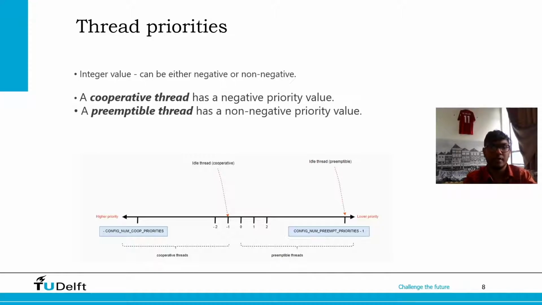There are two types of threads in the Zephyr kernel: cooperative and preemptible threads. Cooperative threads are the ones that cannot be preempted. They have a negative priority value. Once it becomes the current thread, a cooperative thread remains so until it performs an action that makes it unready. Similarly, preemptible threads have a positive priority level, and they can be preempted at any time if a cooperative or a preemptible or even a higher priority thread becomes ready.